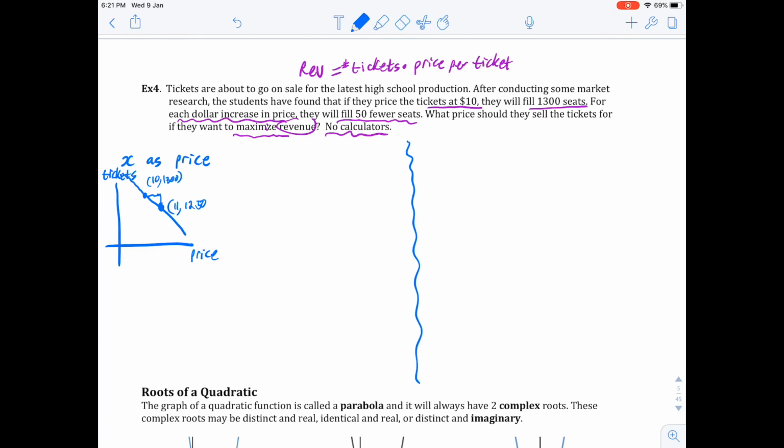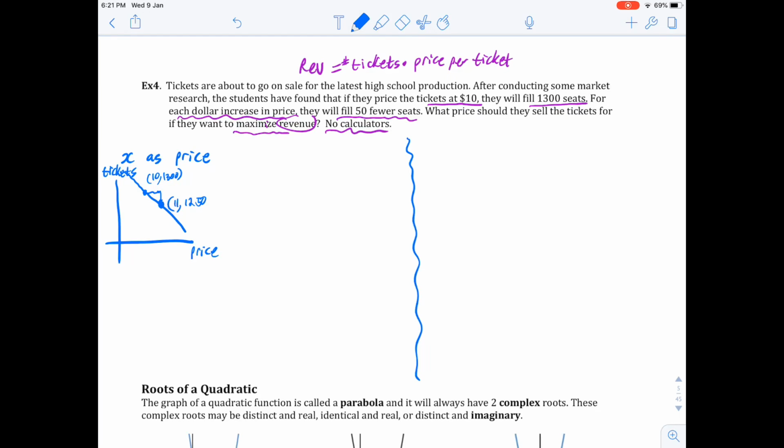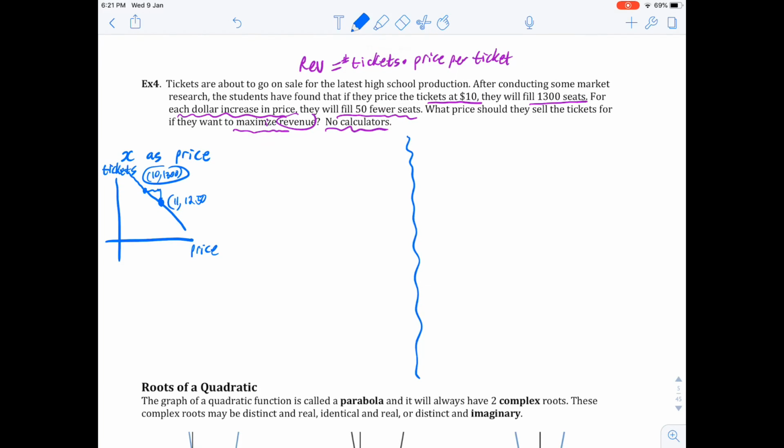So what I've got now is 1 point, the point 10, 1,300. I'm using y equals mx plus b. I already know that my slope is minus 50 over 1, and the idea of the minus 50 over 1 is for each additional dollar, I am losing the sale of 50 tickets.